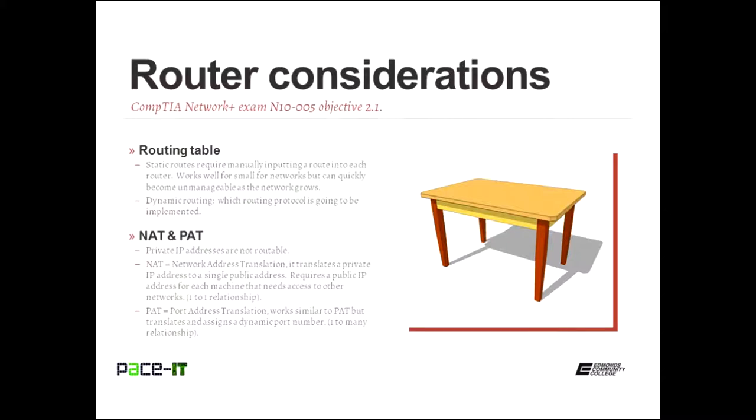And if you're going to use dynamic routing, now you need to determine which routing protocol you're going to use. Now, we will be talking about routing protocols in a future webinar. Just know that there are some that are out there. There's RIP, there's OSPF, and there's EIGRP if you're running a Cisco router. Actually, not even if you're just running a Cisco router anymore, because they made it open source. So you do have those dynamic routing protocols that are available.